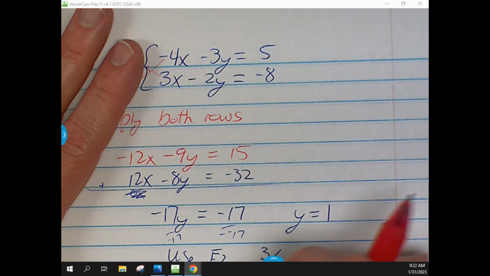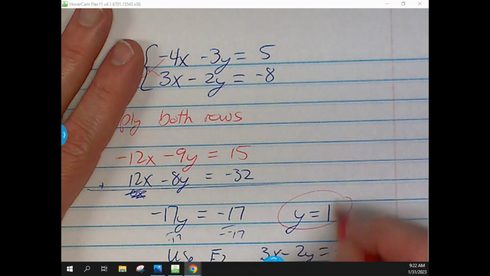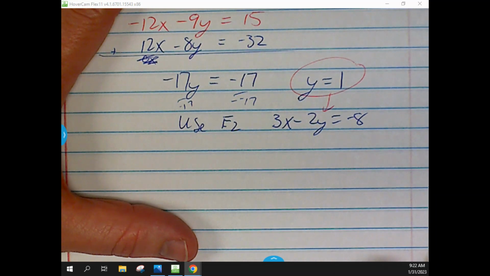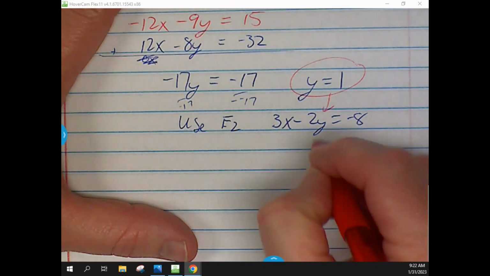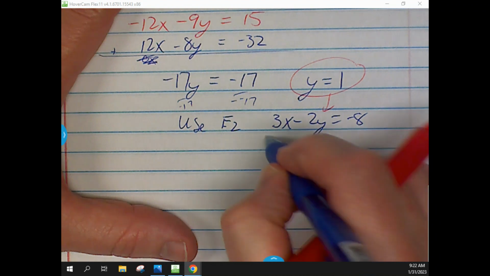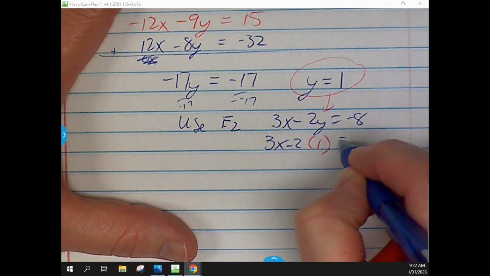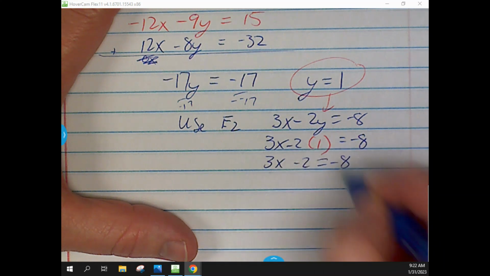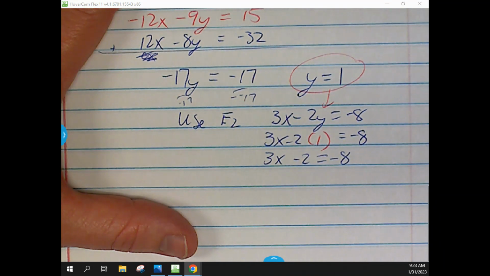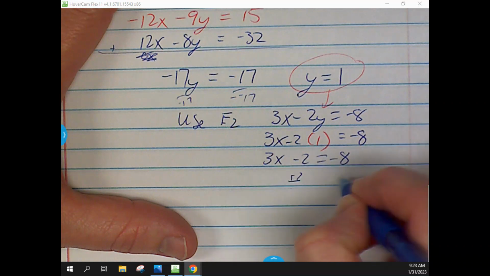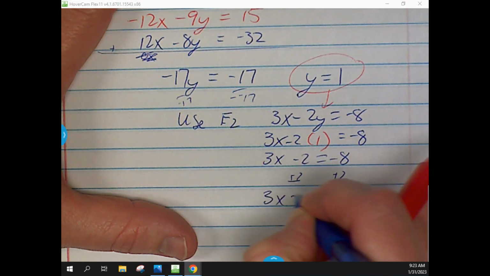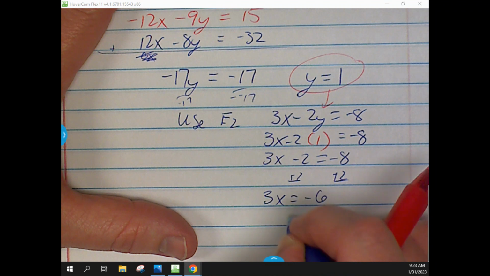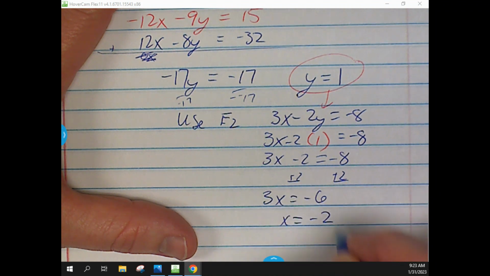So that's 3x minus 2y equals negative 8. And we're going to plug in this 1 right there. All right, there we go. So that's 3x minus 2 equals negative 8. Add 2 to both sides. 3x equals negative 6, so x is negative 2.